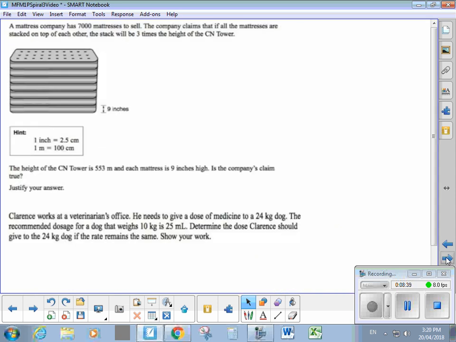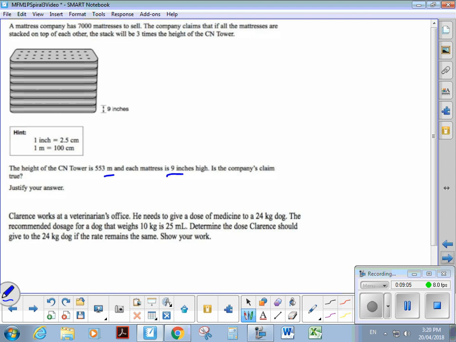All right, a mattress company has 7,000 mattresses to sell. The company claims that if the mattresses are stacked on top of each other, the stack will be 3 times the height of the CN Tower. The height of the CN Tower is 553 meters. Each mattress is 9 inches high, so we're mixing units. Aren't they nice people? We have meters, we have inches. Is the company's claim true?